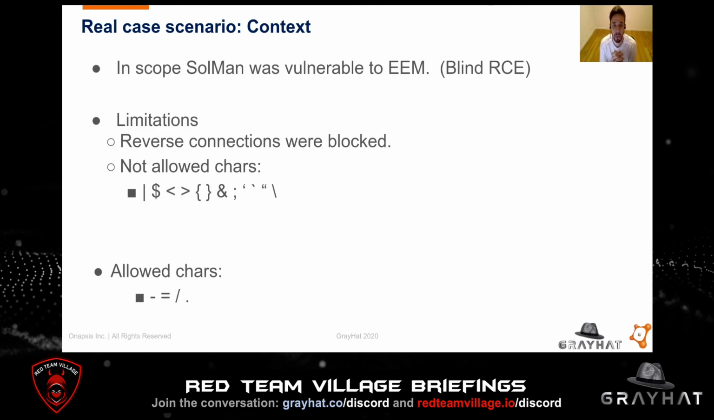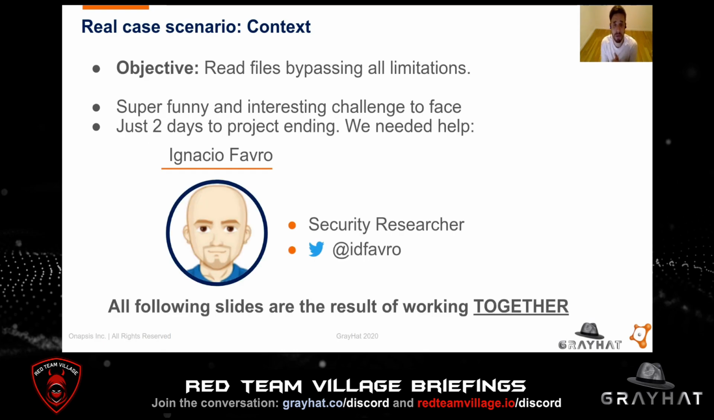The first limitation was that all the reverse connections were being blocked by a firewall, and the second limitation was that, due to the nature of the exploitation of this bug, there were some characters that could not be used in the command we wanted to execute. The only special characters that could be used are the ones listed at the bottom of the slide. So we have a really interesting challenge here. We need to bypass these limitations in order to at least be able to read files that are part of the operating system of the affected server.